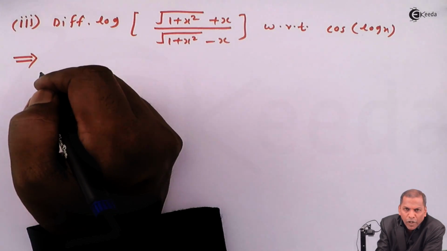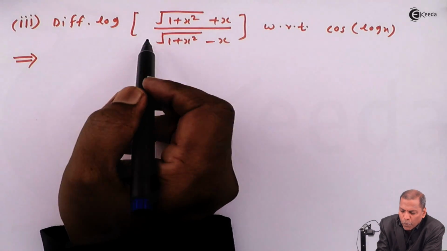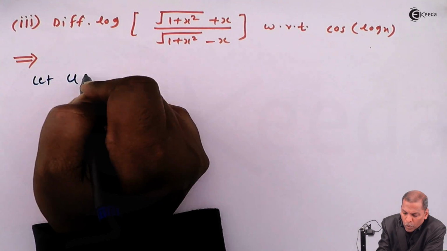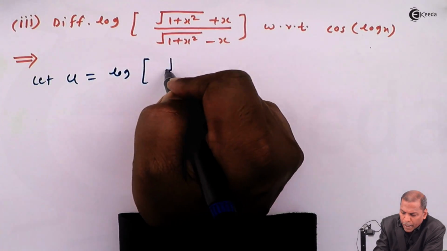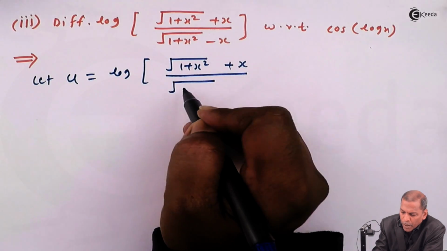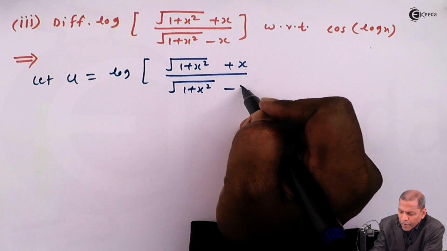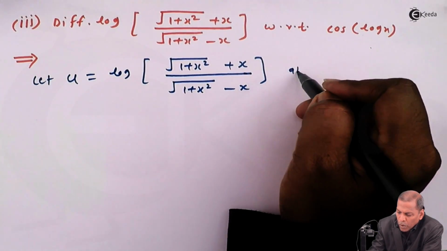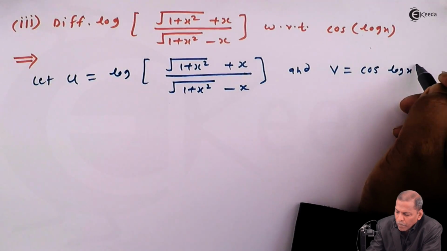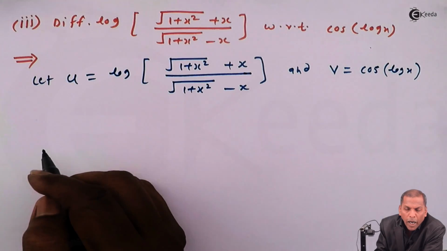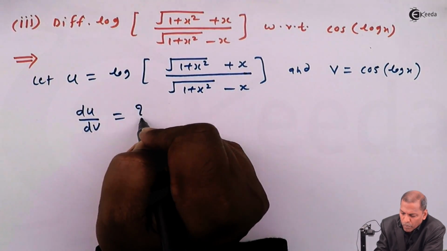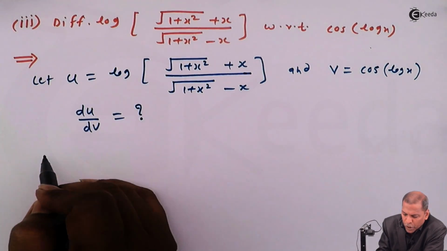First of all, the first function we denote by u and the second function by v. So let u is equal to log of (square root of 1 plus x square plus x) divided by (square root of 1 plus x square minus x), and v is equal to cos of log x. In this question we have to find du upon dv. So we start with u.